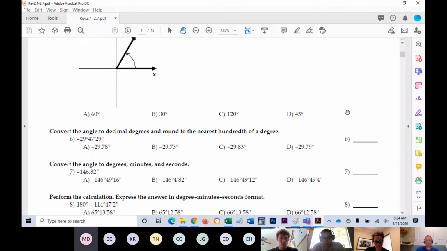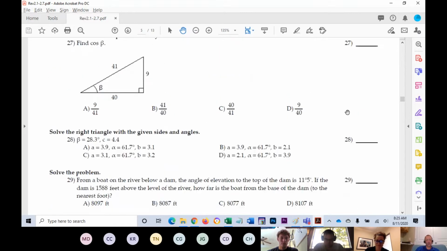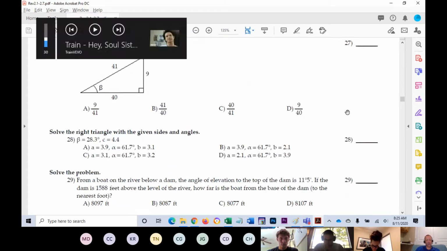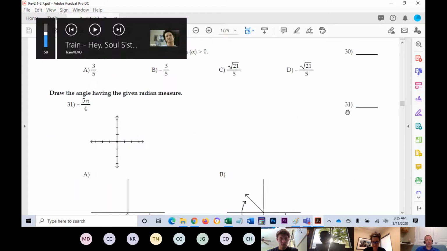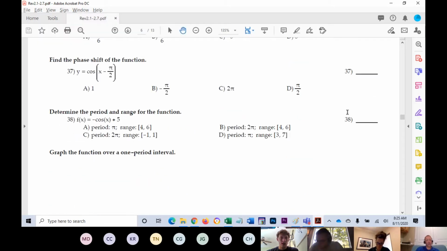Can you do number 38? It's the range that I struggle with, please. 38. I need to turn you guys up. You're pretty quiet today for some reason. 38. Determine the period and the range for the function.